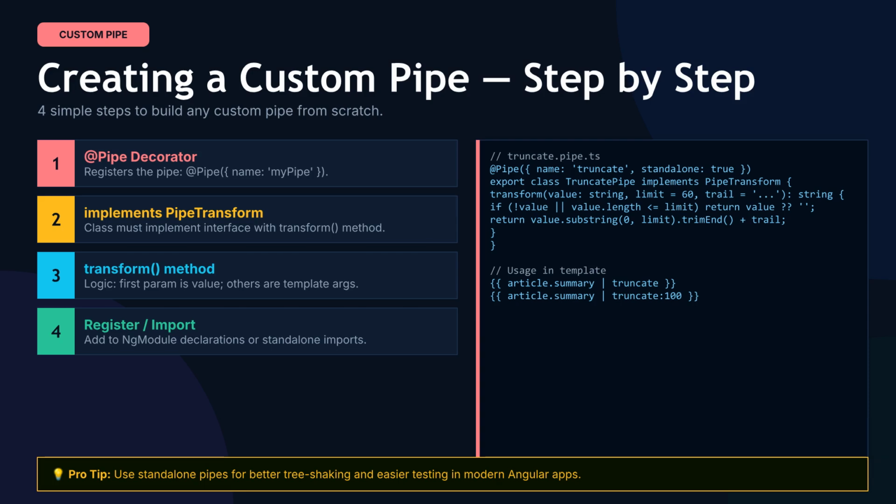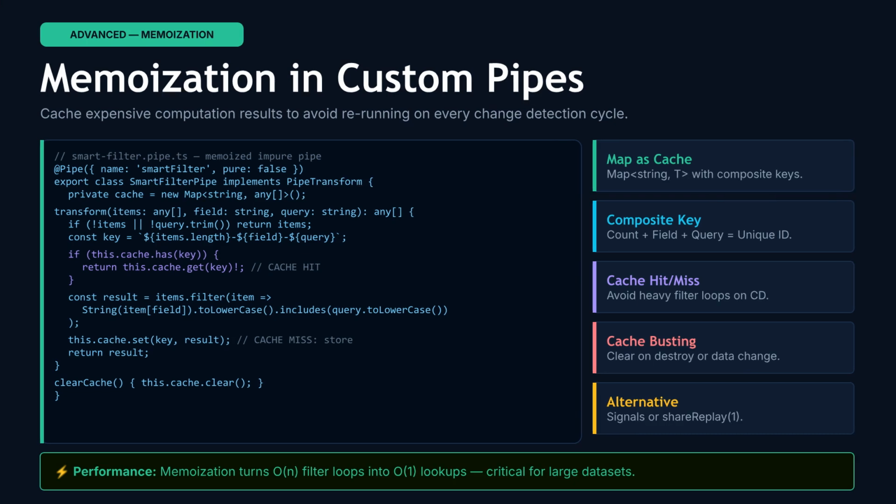To create a custom pipe, you follow 4 simple steps. Use the @Pipe decorator, implement PipeTransform, define the transform method, and finally, register or import the pipe. Use standalone pipes for better tree shaking and easier testing in modern Angular apps. Memoization in custom pipes caches expensive computation results, preventing rerunning on every change detection cycle. This involves using a Map as a cache with a composite key for unique identification. This technique turns O(n) filter loops into fast O(1) lookups, crucial for large datasets.